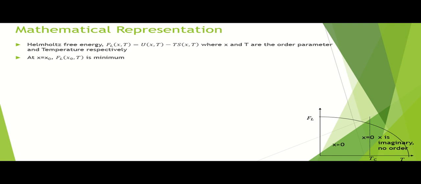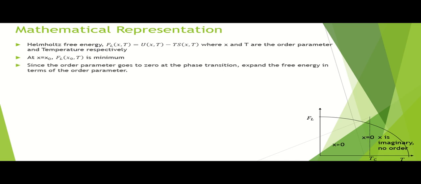So at x = x0, that is the equilibrium point, or we can say the phase transition point. The L symbol in FL is given because of Landau's theory, just to acknowledge his contribution to the phase transition theory. So FL of x0 at T is minimum at x = x0. That will be the equilibrium. Whenever there is equilibrium, there will be a minimum value of the free energy. So at x = x0, the equilibrium will be achieved.